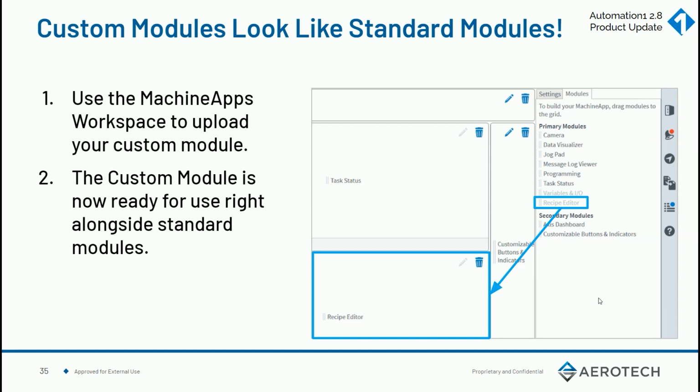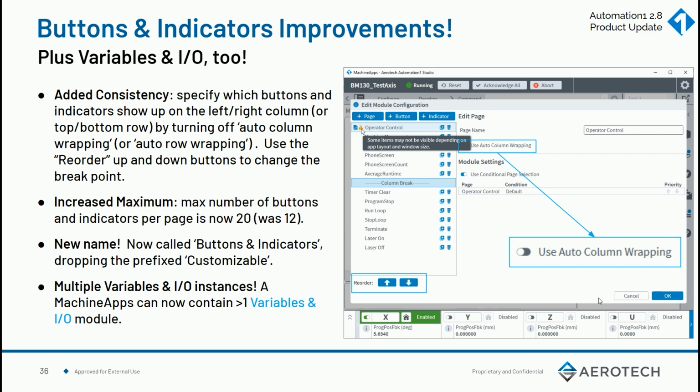And again, this recipe editor custom module we just showed you in the video shows up in your GUI, in your Automation1 Machine Apps workspace like a standard module. So when you're designing your layout screen, you drag and drop it in just like Aerotech supplied camera, data visualizer, jog pad standard modules.